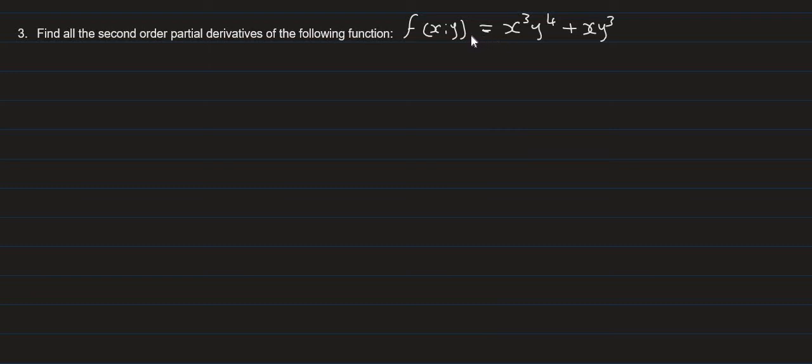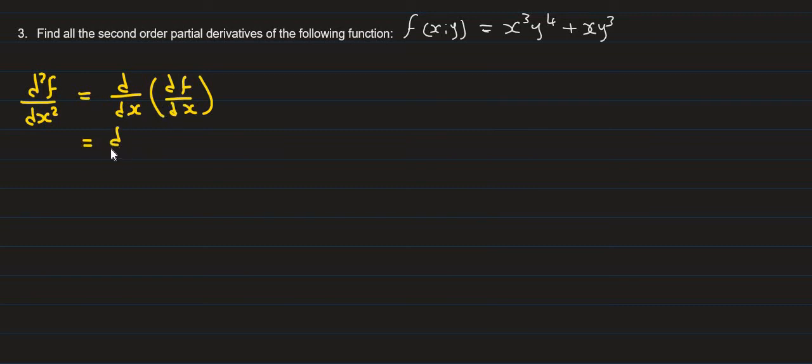First we have the first order derivative, then d squared f over dx squared. We differentiate df with respect to x first, so d over dx, differentiating with respect to x.